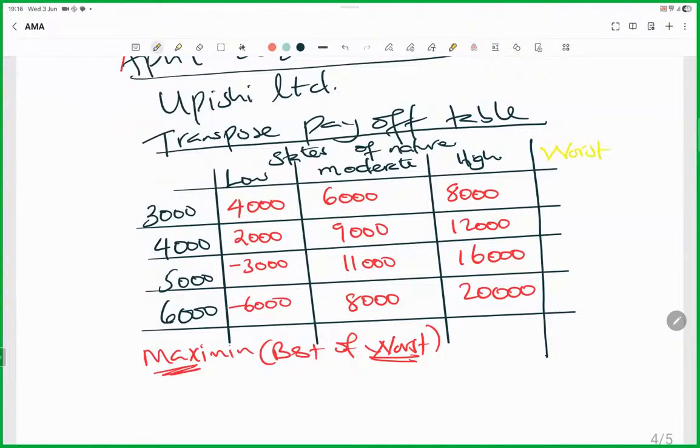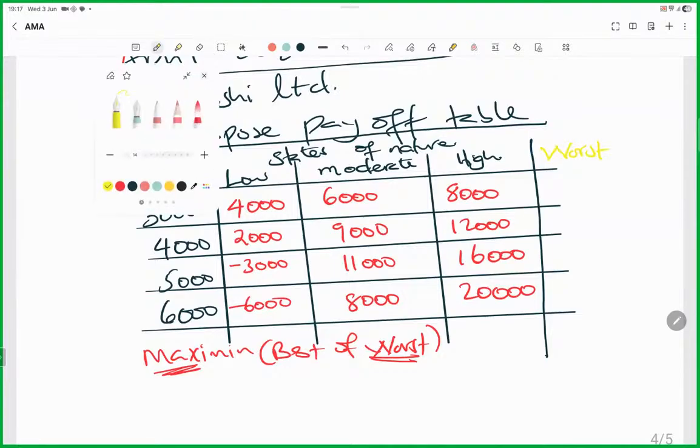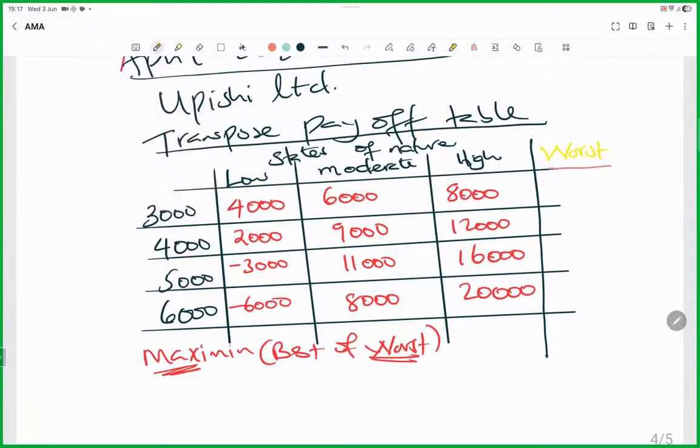Now this color is not very good. It's very faint. Let me try this. Even these are not very good, but it's much better. So remember, if it's maxi-min, you start with the worst for each one of them, isn't it? So for this alternative, which one is the very worst? 4,000. This one, the very worst is 2,000. This one here, negative 3,000.